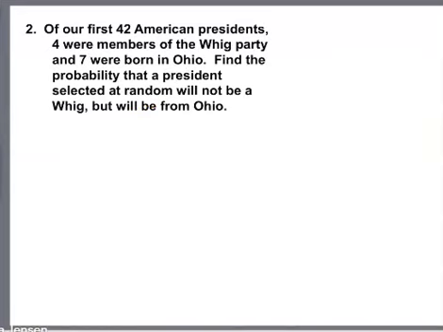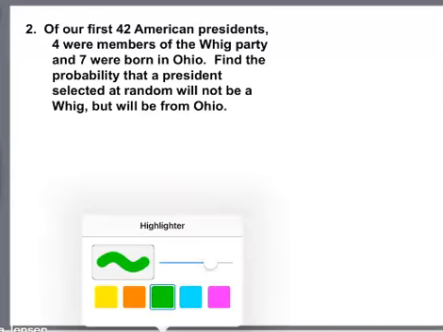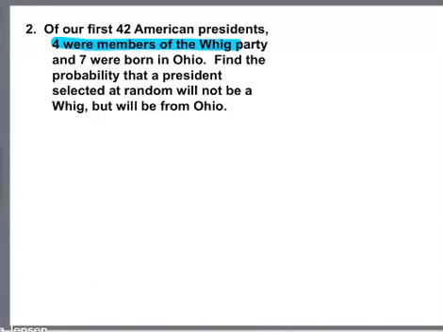Another example of an independent event. It says, of our first 42 presidents, 4 were members of the Whig Party. I'll highlight that. 4 were members of the Whig Party. 7 were born in Ohio. Find the probability that a president selected at random will not be a Whig, but will be from Ohio. Okay, so I'm going to put, this is the probability that they're not a Whig, and they're from Ohio. Probability that they're from Ohio.